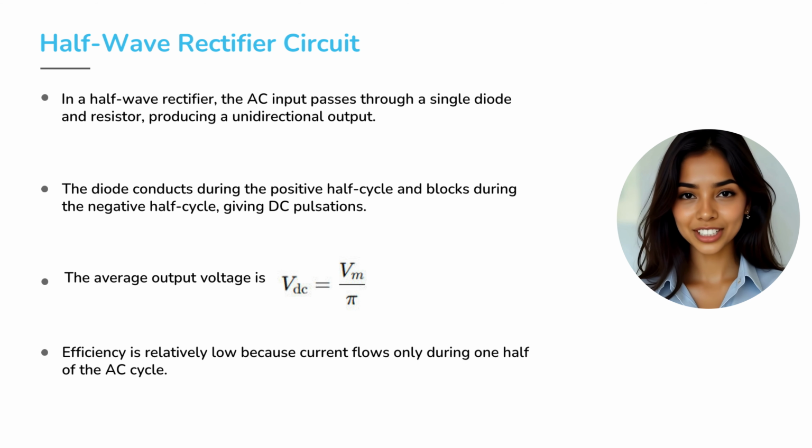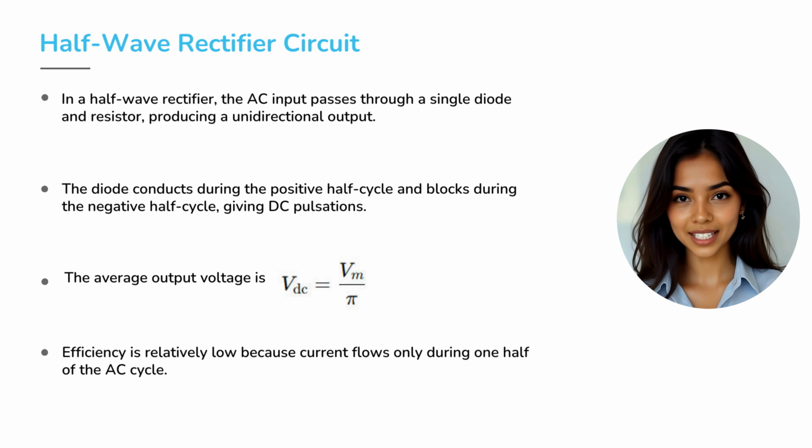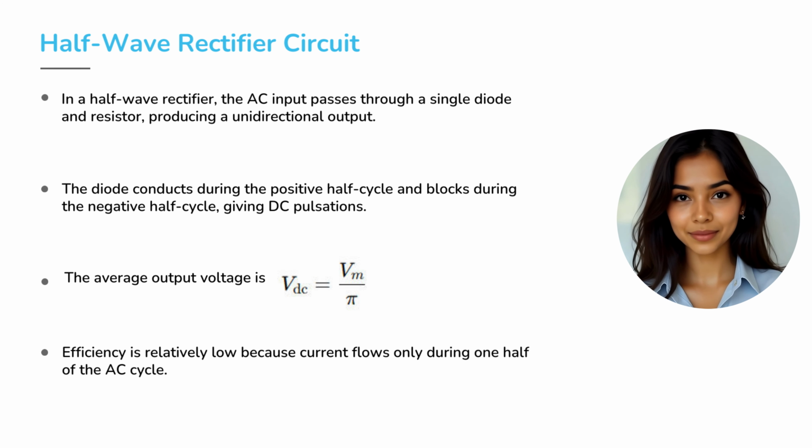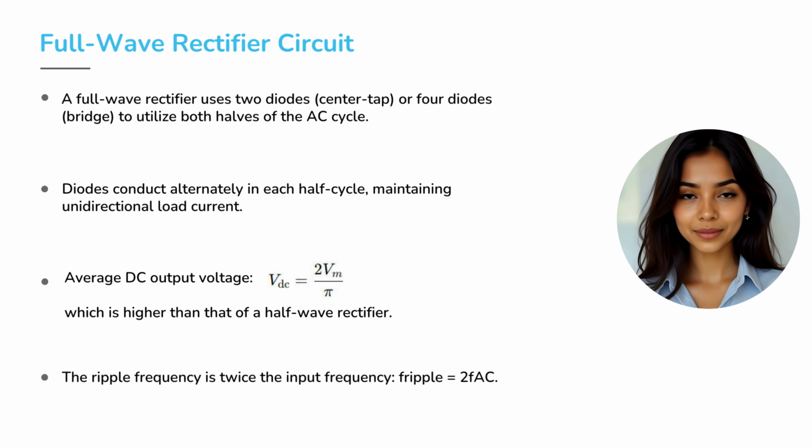The average or DC value of this output is Vm divided by pi, where Vm is the peak input voltage. But there's a catch. Half the time, the input isn't being used, so efficiency isn't great. There are power losses during the blocked half cycles. Still, it's simple, cheap, and perfect where efficiency isn't top priority. Ready for an upgrade? Let's now meet the full-wave rectifier.